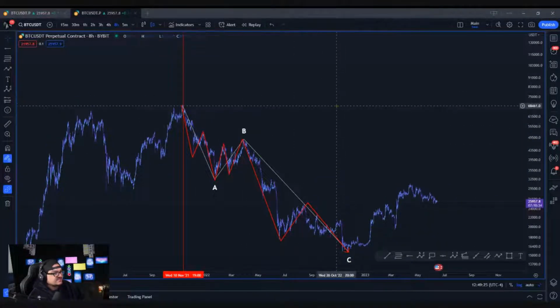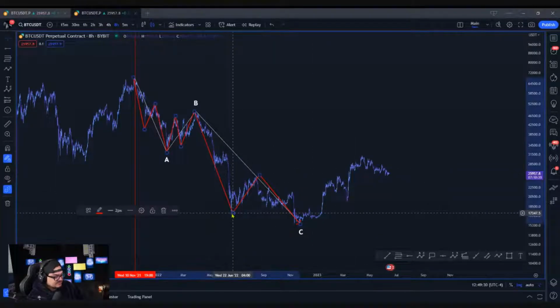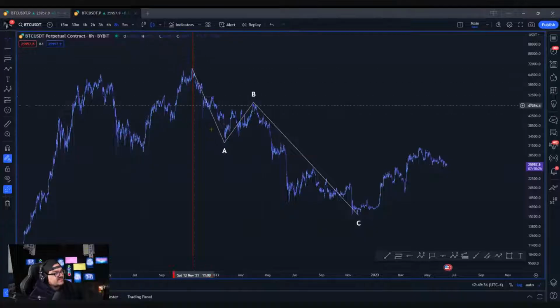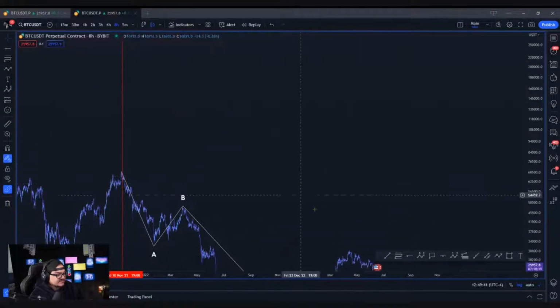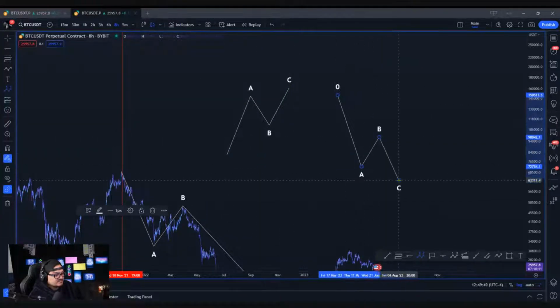So, and sometimes what will end up happening, which I'll explain here shortly, is we have to ask ourselves, if we have an established ABC, is this the beginning of something or the end of something? What I mean by that is sometimes what you'll find primarily on the smaller time frames is that you'll have an ABC, regardless of what direction.